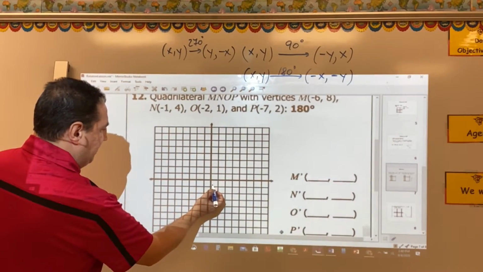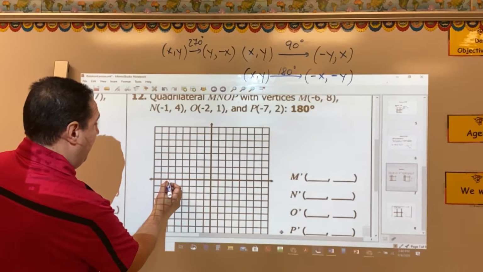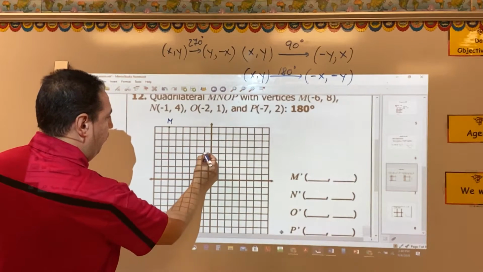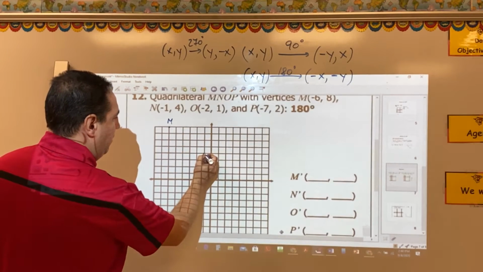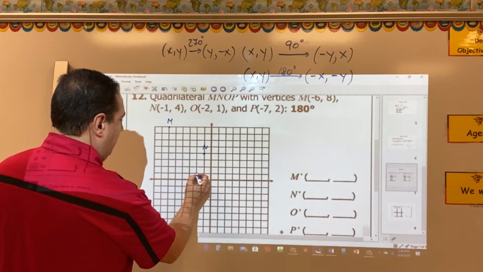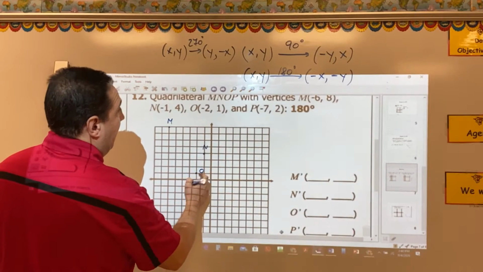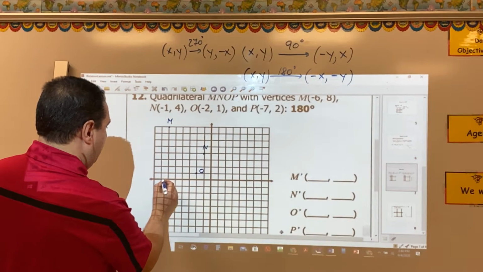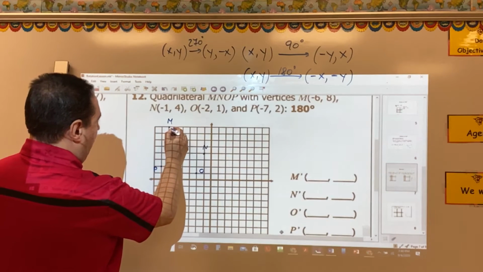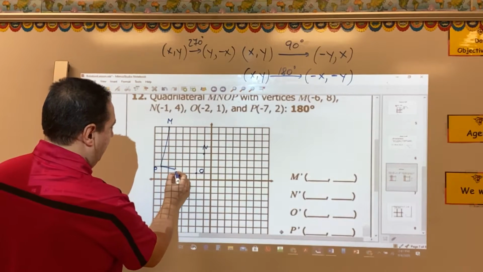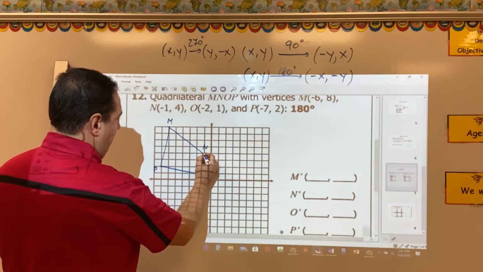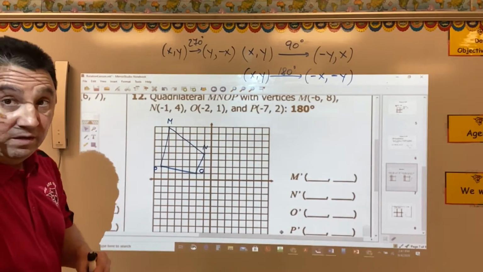So, negative 6 and 8. This is M. Then, negative 1 and 4. This is N. Negative 2 and 1. This is O. And negative 7 and 2. This is P. Okay? We connect them. And we get this shape.